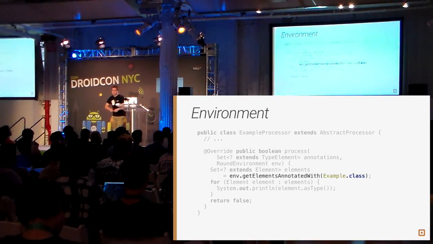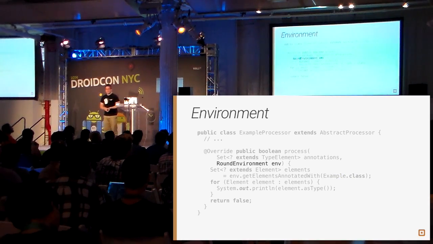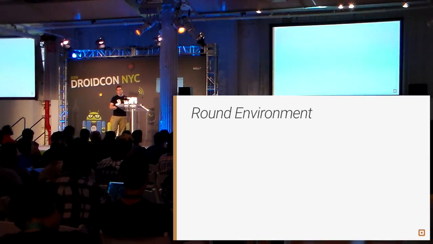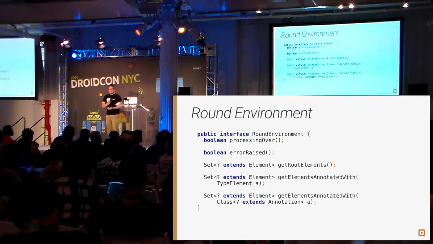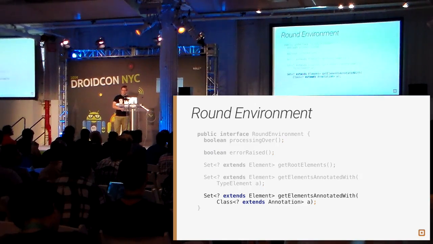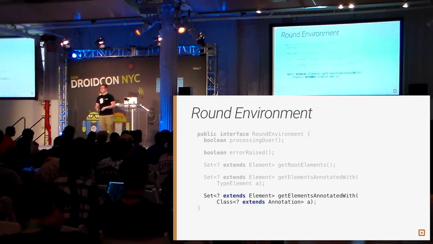So I talked about using the round environment argument as the mechanism through which we look up classes that are annotated. So let's take a look at what a round environment is, and why we need it. Yet another interface. But we only care about one method, really. You might use the others in more advanced cases, but really this is the one for which you're going to be doing most of the communication with the round environment. And that's the one that we were using, the one to look up elements with an annotation.